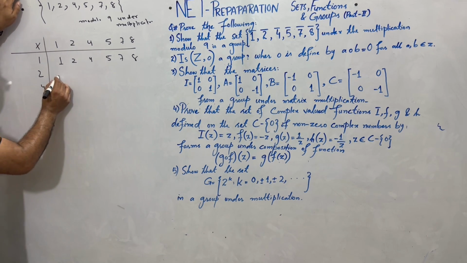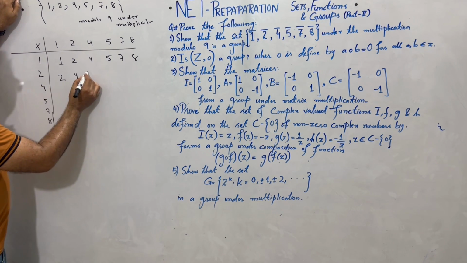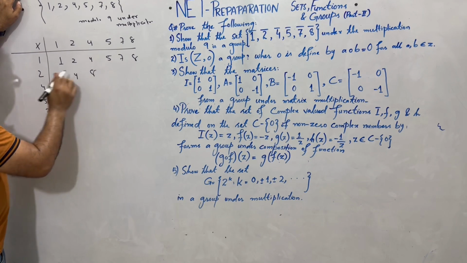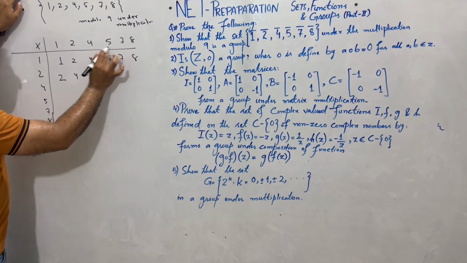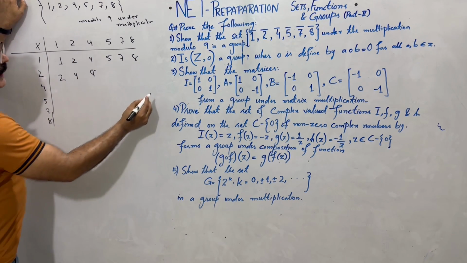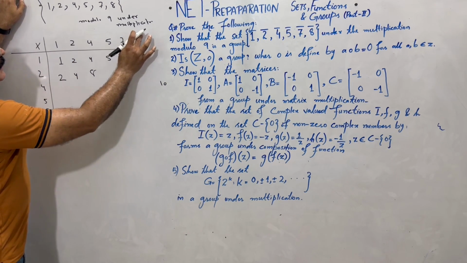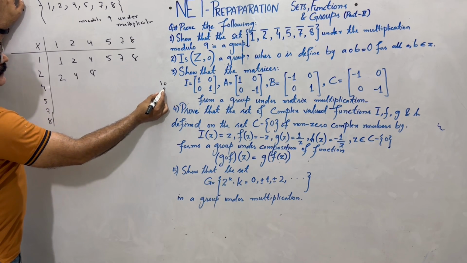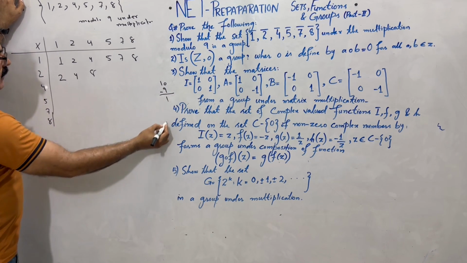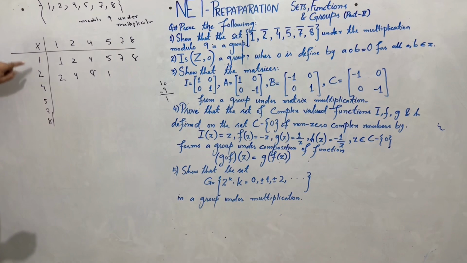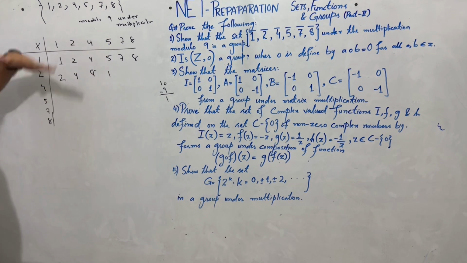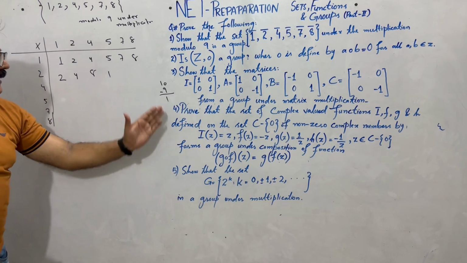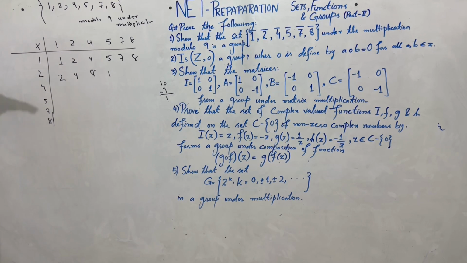1 times 2 is 2. 2 times 2 is 4. 2 times 4 is 8. 2 times 5 is 10. Anything greater than 9, subtract 9 from it, and we will get 1. Write 1 here. The quantity is greater than 9, so subtract 9 to get a number under 9.